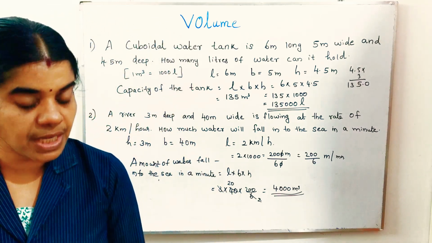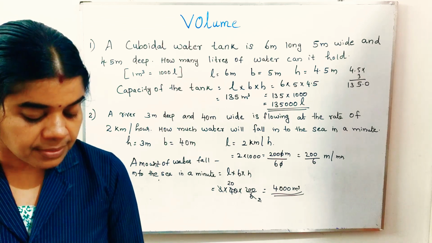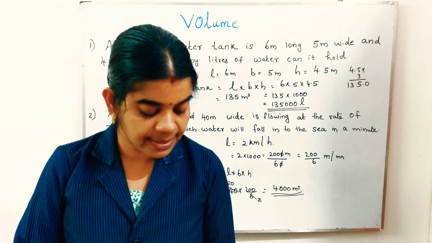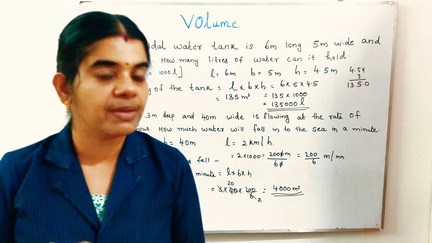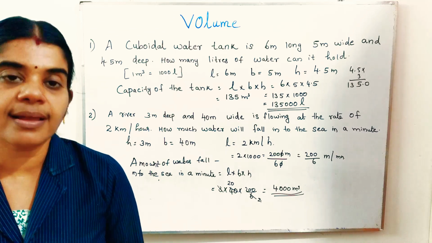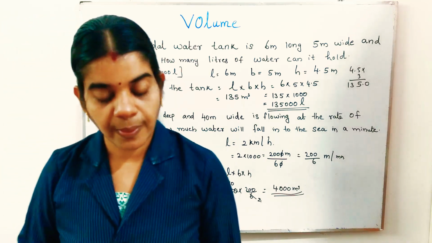4000 into 150, you will get per day. Then for how many days? Then volume of the tank divided by this 4000 into 150. You will get how many days the water of this tank will last. Okay.